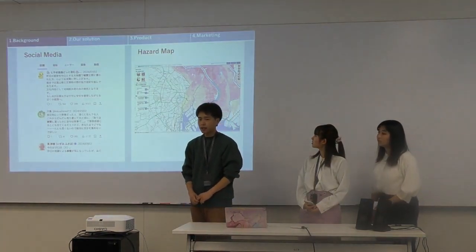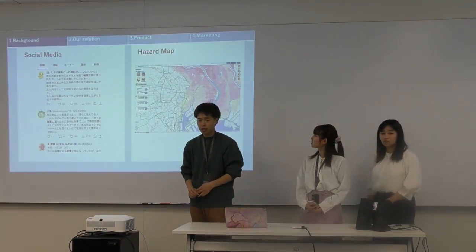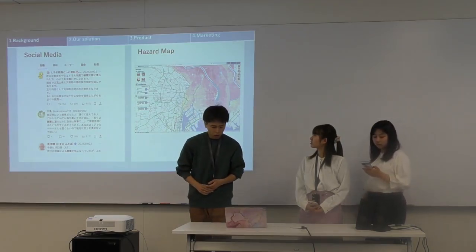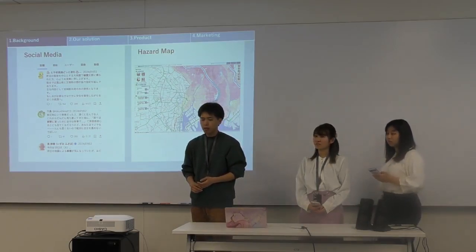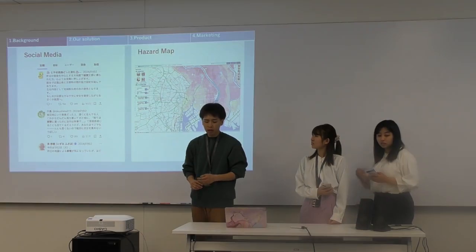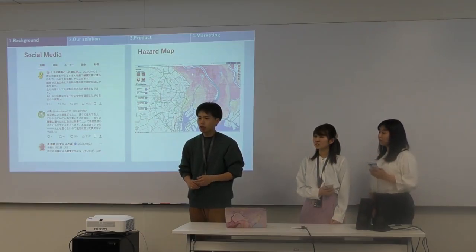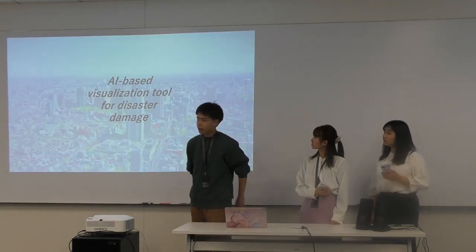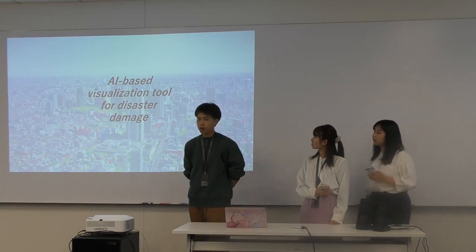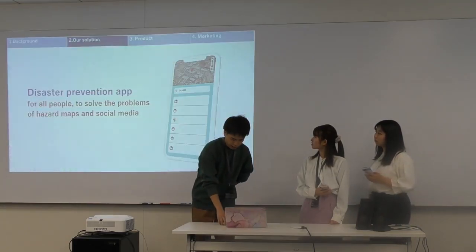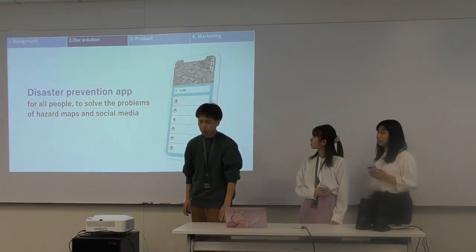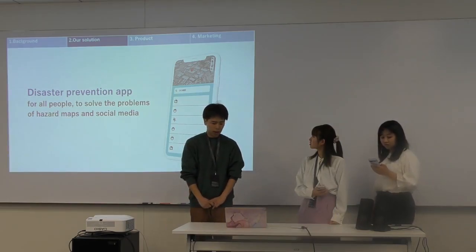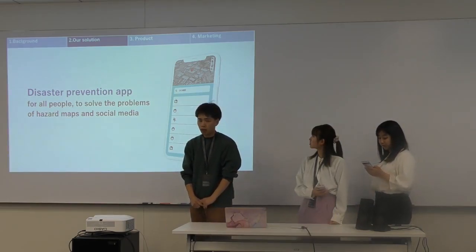For example, social media is very convenient. We can get lots of information, but at the same time, it includes inaccurate information. Also, hazard maps are very useful, but honestly, it's very hard to imagine how big, how serious the damage is. So our solution is an AI-based visualization tool for disaster damage. It's like a disaster prevention application for all people to solve the problems the existing hazard map and social media have.